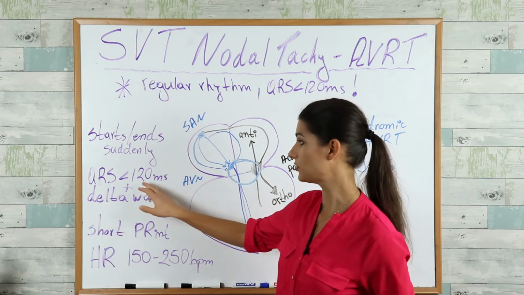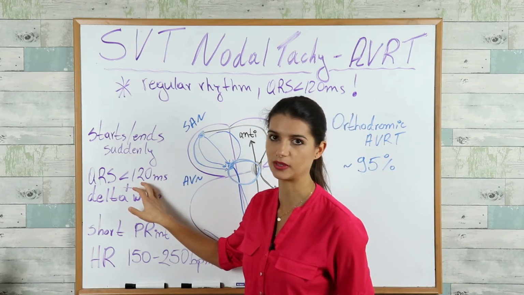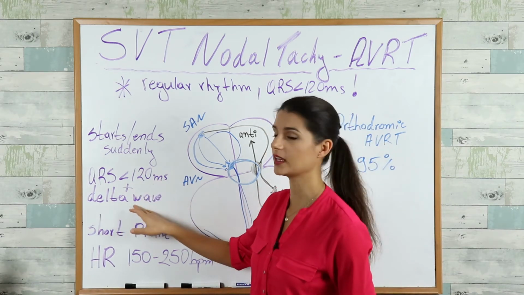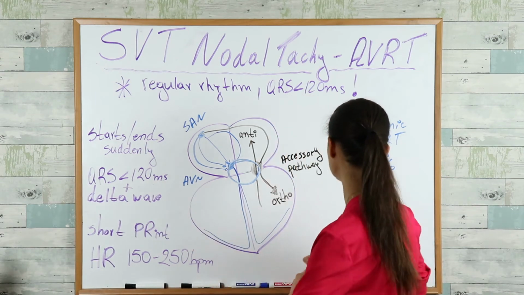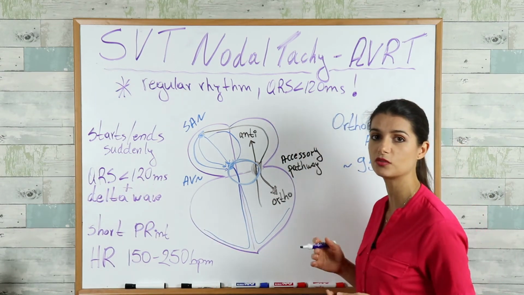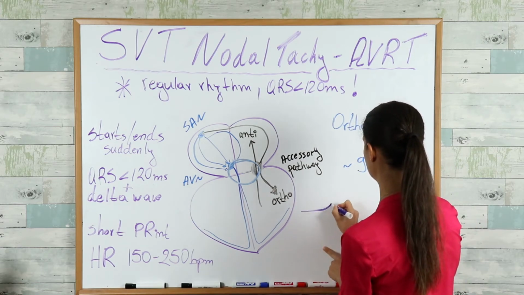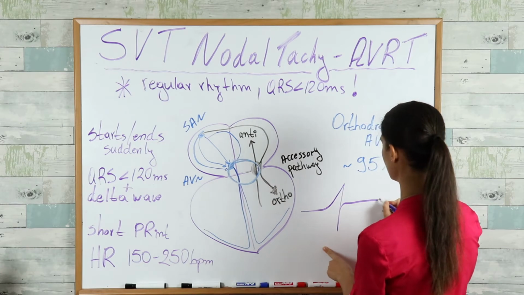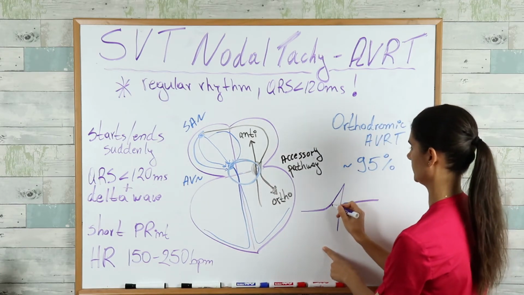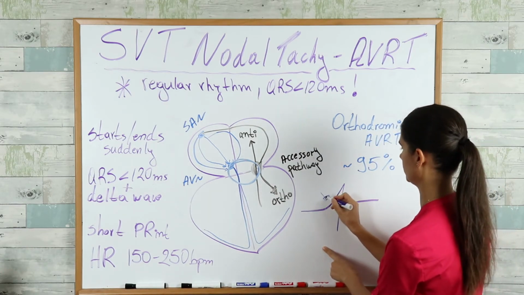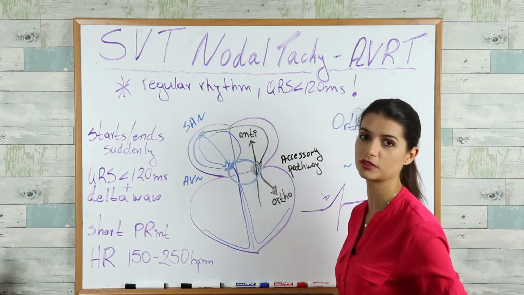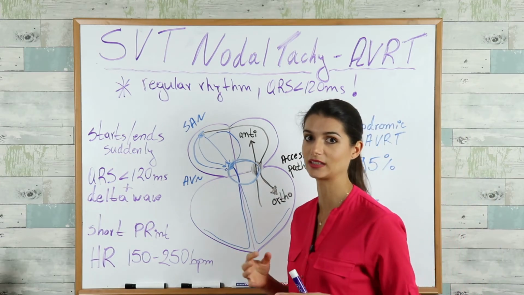Whereas here the QRS will be less than 120 milliseconds and you're going to have a delta wave. Basically, a delta wave is a slurring of the initial part of the QRS complex. So if you have the QRS complex like this, it's going to look something like this. Alright, this will be the delta wave. And you can look up images, of course, online to make sure you can recognize a delta wave.